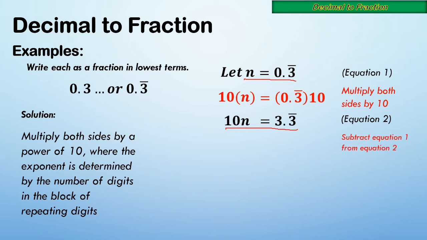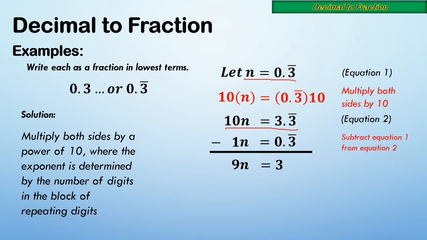Equation 2. Okay, next, subtract equation 1 from equation 2. This would be our equation 2 minus natin yung equation 1. Ito siya, the equation 1. Okay, n is equal to 0.3. Then, subtract. Remember, n, meron tayong 1 dyan. That is why if you will subtract, it becomes 10 minus 1. You have 9n. Then, 3 minus 0 is 3.